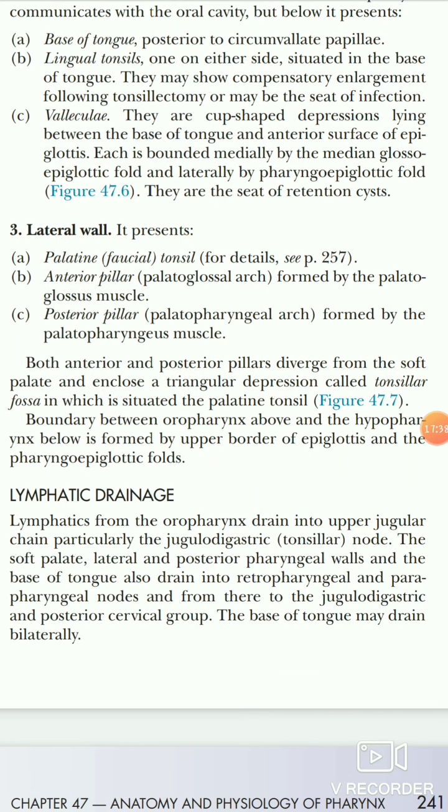Lymphatic drainage. Lymphatics from the oropharynx drain into the upper jugular chain, particularly the jugulodigastric tonsillar node. The soft palate, lateral and posterior pharyngeal walls and the base of the tongue also drain into the retropharyngeal and parapharyngeal nodes, and from there to the jugulodigastric and posterior cervical group. The base of the tongue may drain bilaterally.